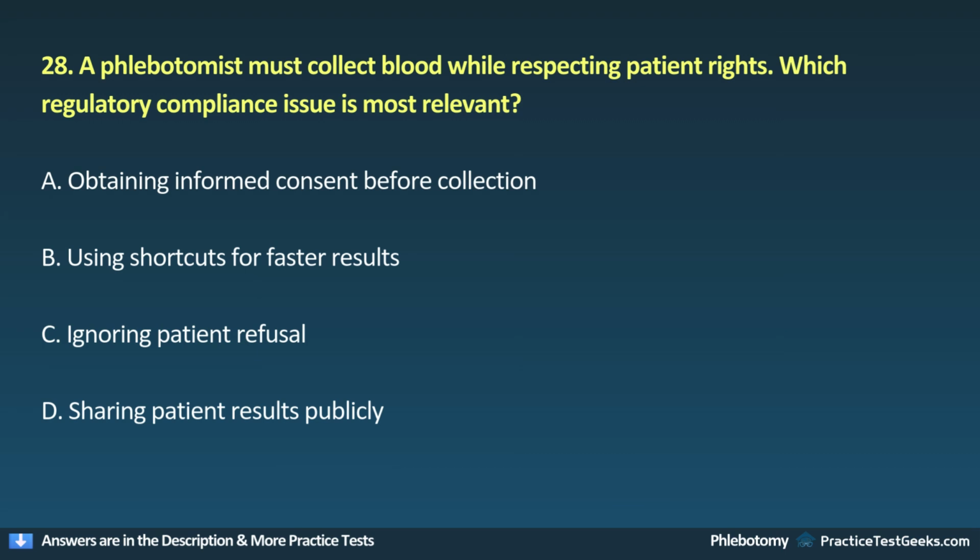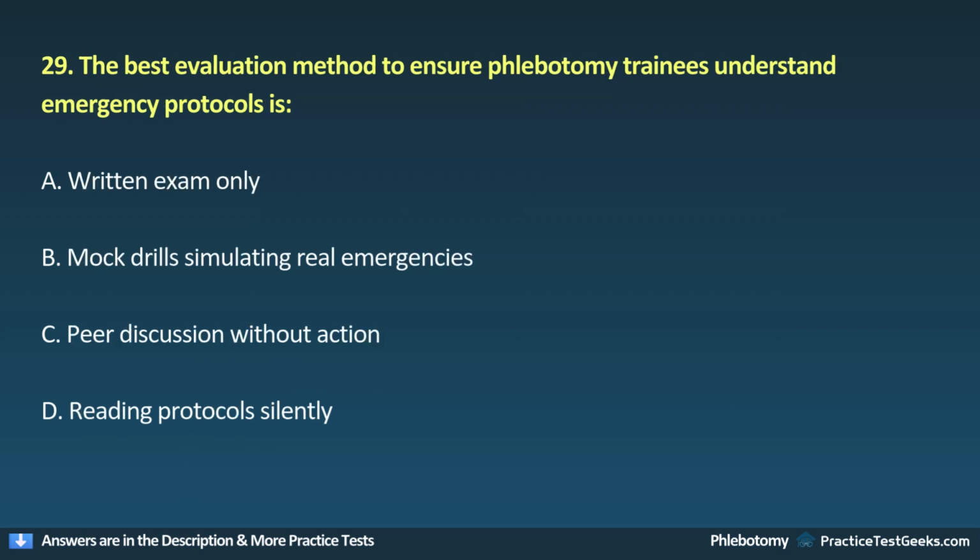28. A phlebotomist must collect blood while respecting patient rights. Which regulatory compliance issue is most relevant? A. Obtaining informed consent before collection. B. Using shortcuts for faster results. C. Ignoring patient refusal. D. Sharing patient results publicly.